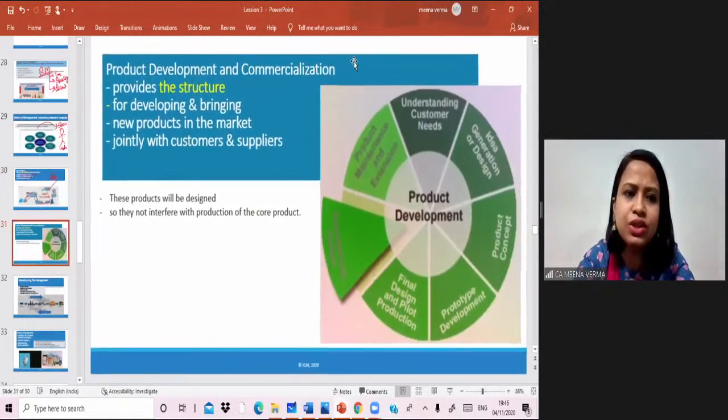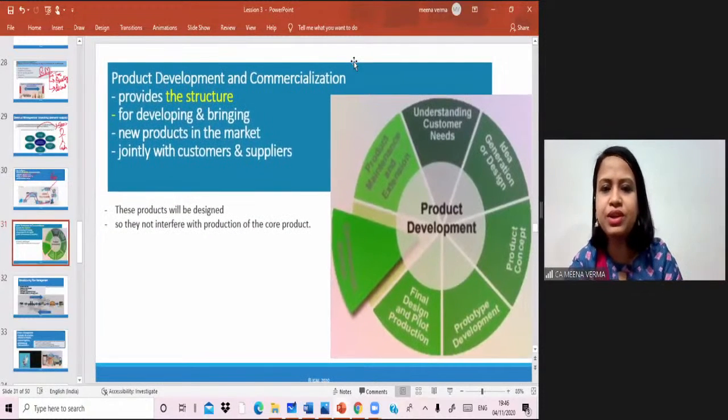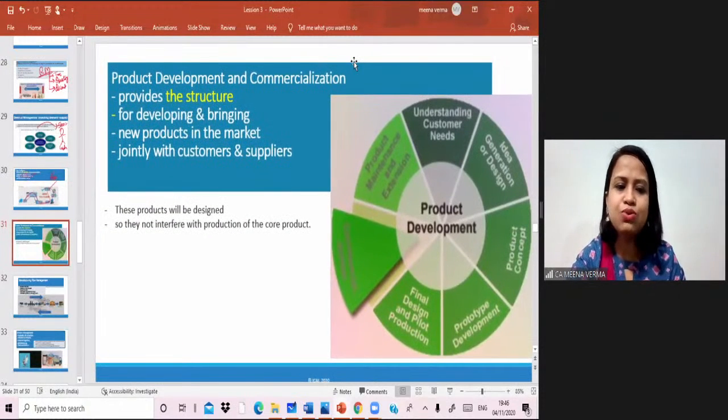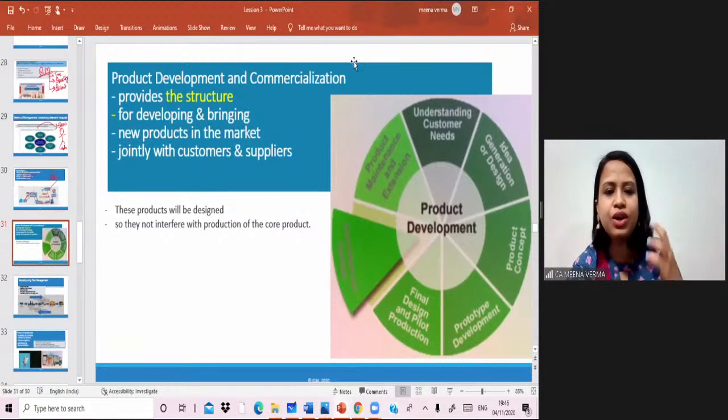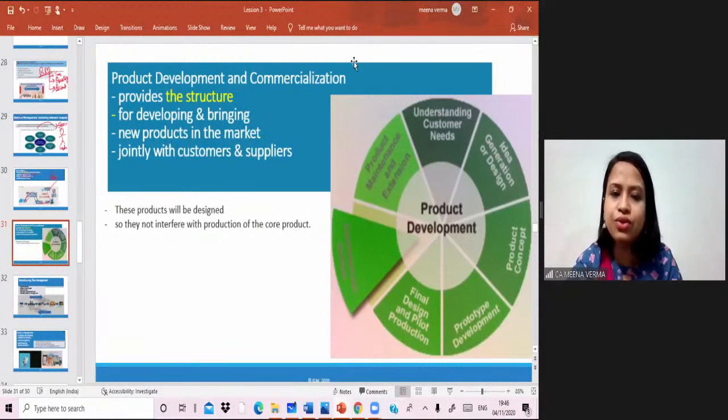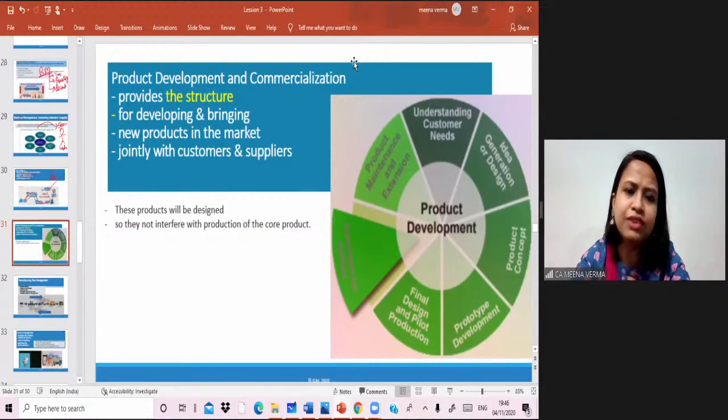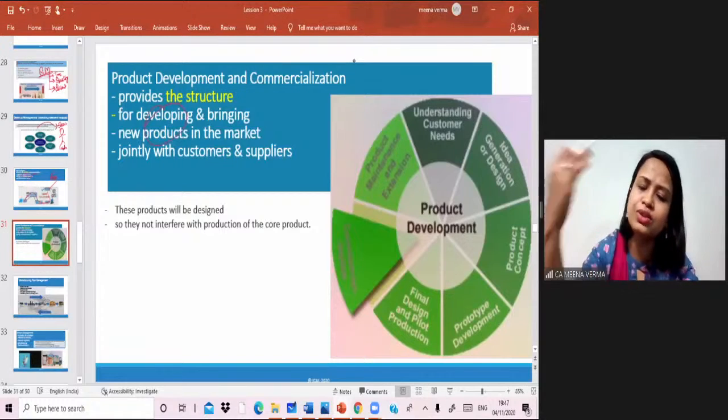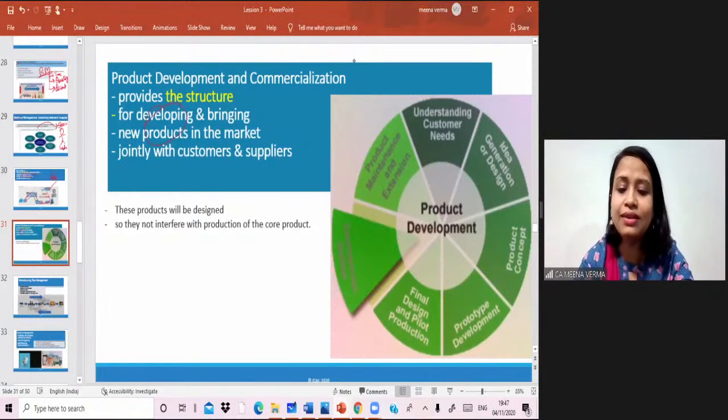Okay, next point is related to product development and commercialization. In this, we will design a new product, and then we will introduce that product in the market, and we will try to earn money from that. So this is what we do: developing a new product, introducing it in the market, and then trying to earn money from that.